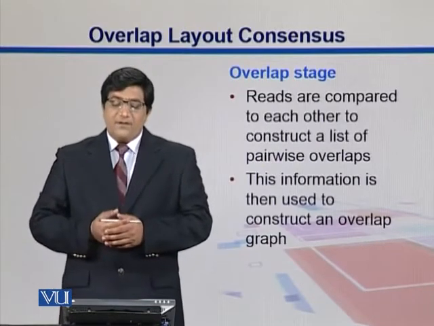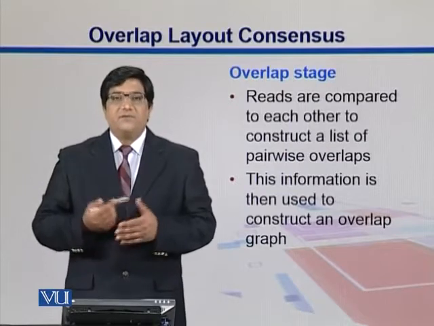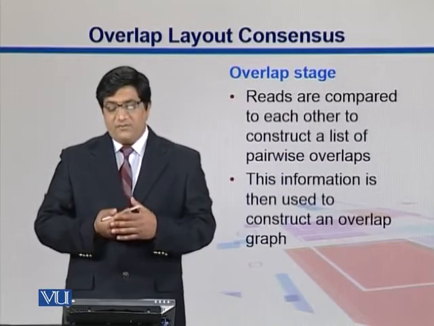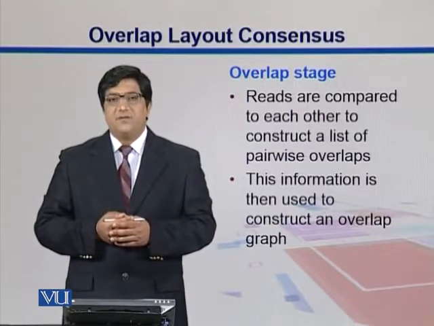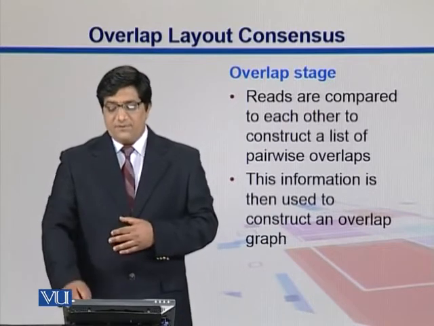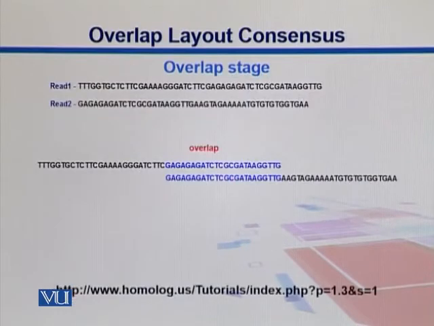In overlap, we take the reads, we compare them with one another, and we try to find their overlaps. Then, using this overlap information, we construct the overlap graph. So here is the overlap stage. We take read 1 and read 2, and both of them overlap in their terminal regions, the ending part of the first one and the beginning part of the second one.